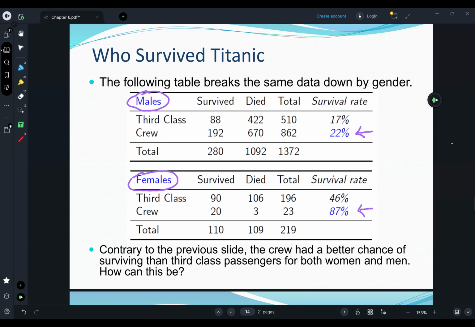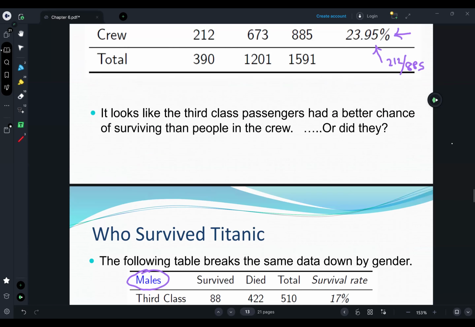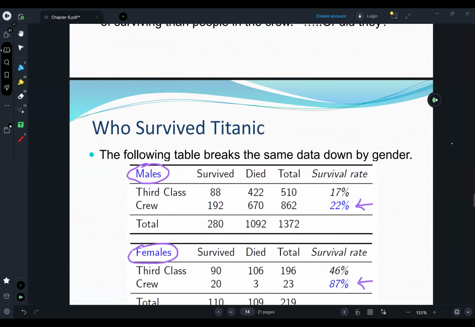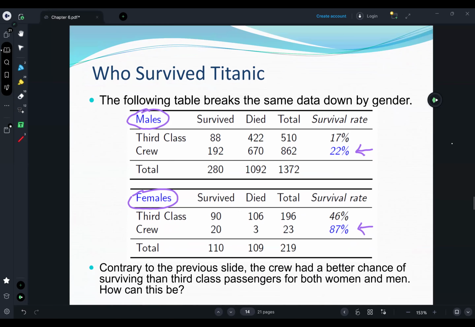Yeah, women and children were first, right? And that was a large reason why this is happening, this whole change in survivorship. So we had the crew, right? The third class had a higher survival rate, but then when you stratify by males and females, you can see that it's the crew instead of third class.